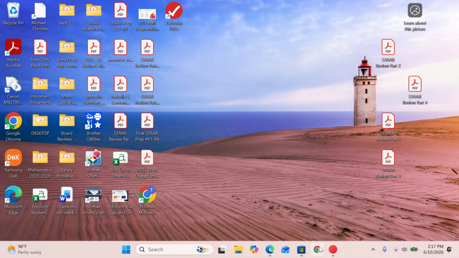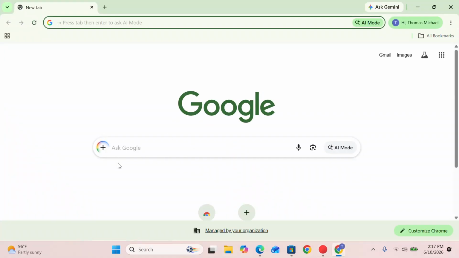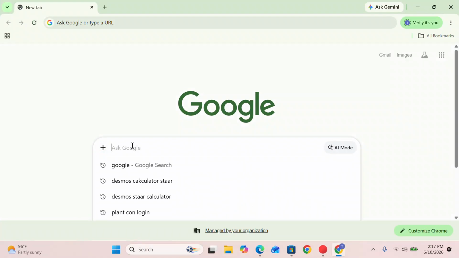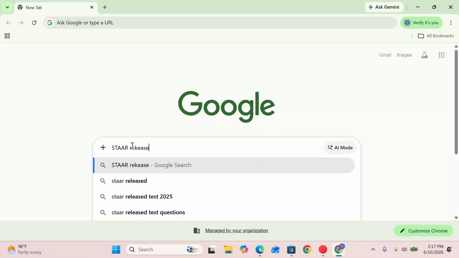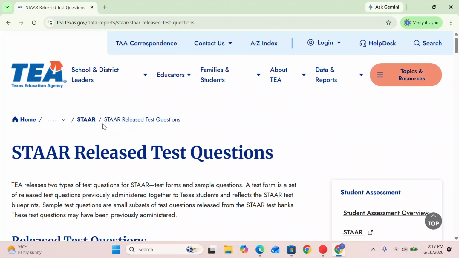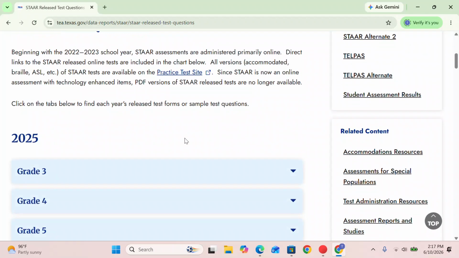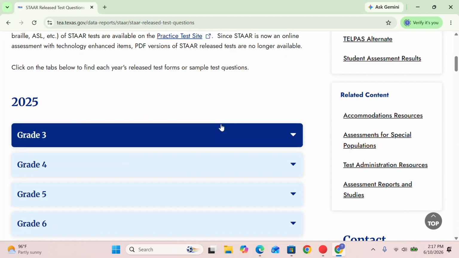So I'm going to go to Google. And the way you search the platform is you always want to go right here, and you want to Google. And all you have to do is put STAAR released. What is it? I forgot. Release test 2025. So it will always take you on to this TEA website. You can always go to 2025 and it takes you to the questions, and I want to do high school right here. So I have the 2025 right here.